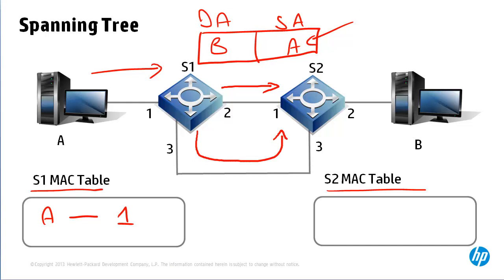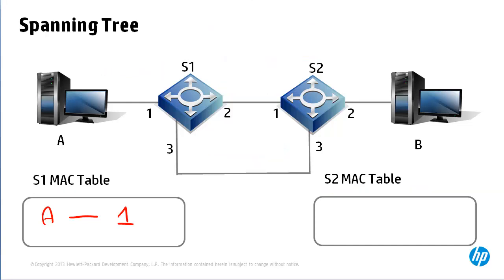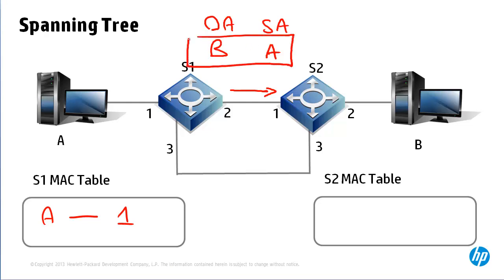Now this is a very simple topology. There are only two interfaces. But if this was a switch with many ports, a frame coming in on one port may be replicated or flooded out of 40 other ports. So what does switch 2 do? It receives a frame on port 1, destination address is B, source address is A. What is the switch going to do with that frame? Well, the first thing it's going to do is update its MAC address table to state that A is on port 1, and then it's going to flood that frame out of all ports.